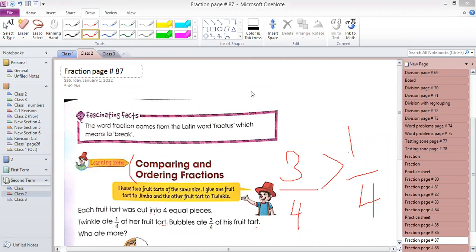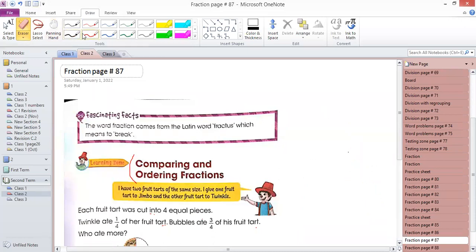Very good. Before going further, guys, I will ask you one question. Let's suppose I give you 2 fractions and I ask you which is the smaller one. So tell me the answer.